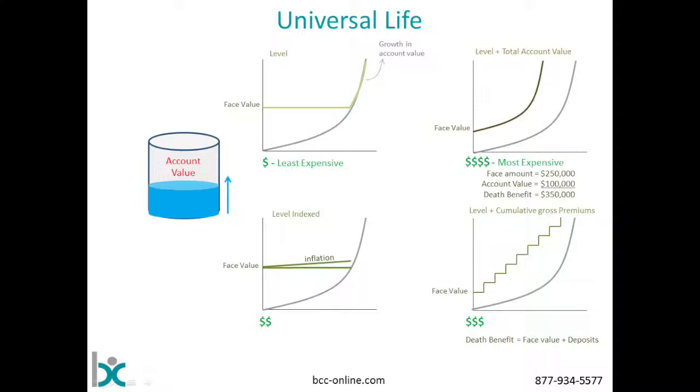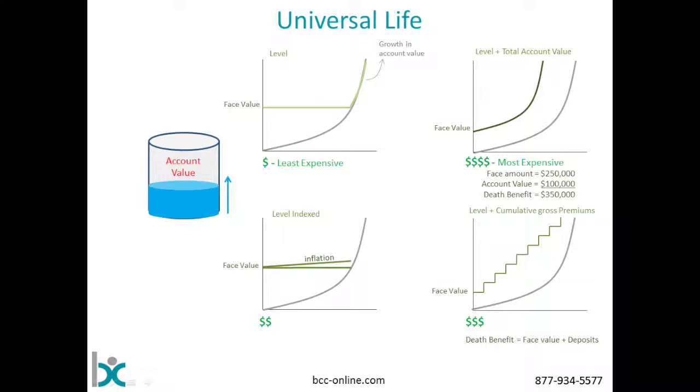So normally, where you have somebody who's trying to keep their costs in control, maybe so that they can maximize their investments, you're typically going to go to one of the less expensive options, maybe the level or maybe the level indexed option. If you have somebody who's maybe in their 30s or 40s, has a family already, and is buying the universal life insurance primarily for the purpose of building protection in case of their untimely departure, then you're typically going to go to a level plus total account value.